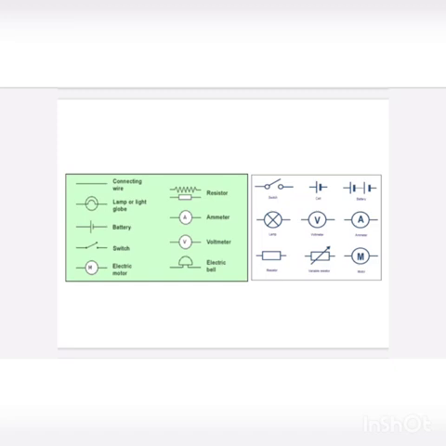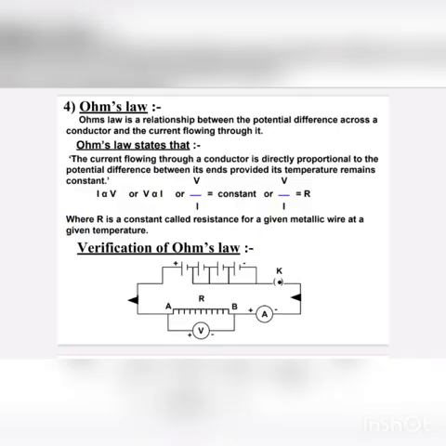Then Ohm's law. The German physicist Ohm studied the relationship between current and voltage, and he stated that the current flowing through a conductor is directly proportional to the potential difference between its ends, provided its temperature remains constant. Means I is directly proportional to V, or V is directly proportional to I. Or we can write V upon I is a constant, R, called resistance, for a given metallic wire at a given temperature.